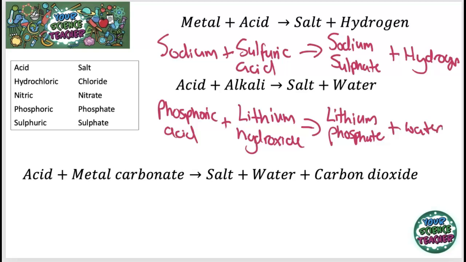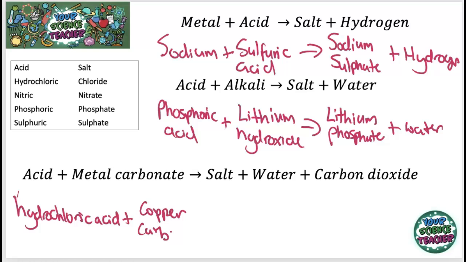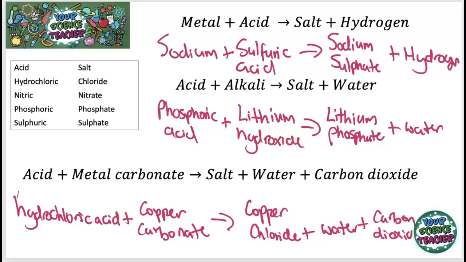And then finally, let's look at an example down here. An acid plus a metal carbonate makes salt, water, and carbon dioxide. So let's pick another different type of acid. This time we'll pick hydrochloric acid. We'll add our metal carbonate. We'll pick copper carbonate. Doesn't matter which one we pick. We're always going to make a salt, water, and carbon dioxide. So naming my salt, I looked at that table again. With hydrochloric acid, I make copper chloride, water, and carbon dioxide. Lovely.